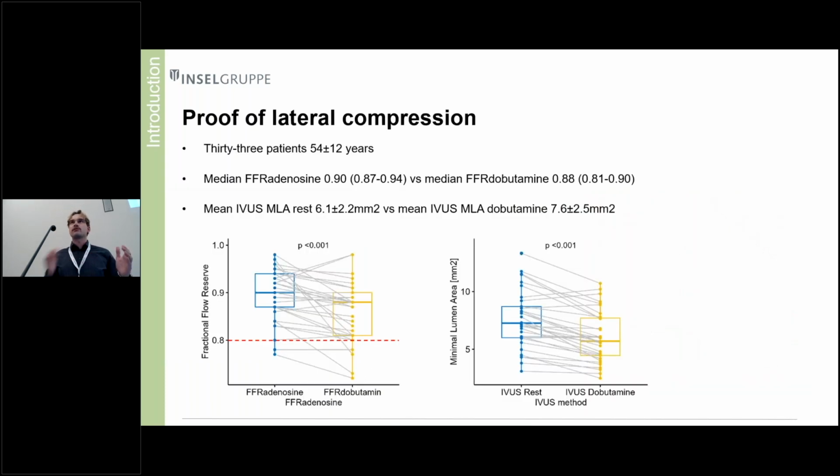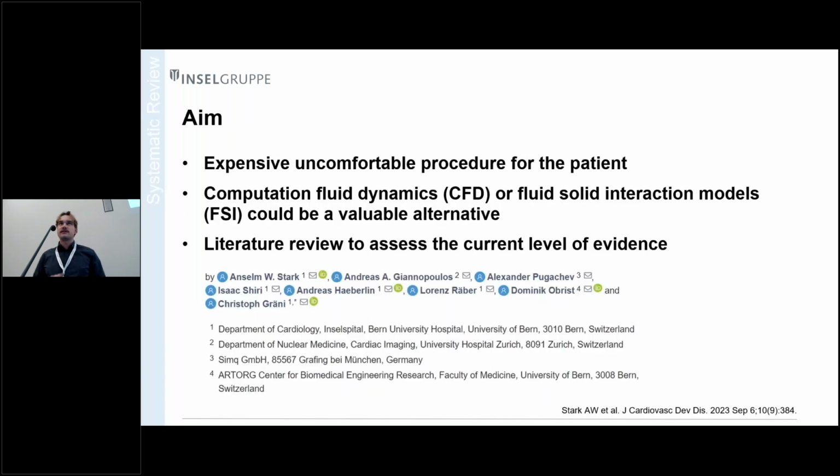Further, we also measure the pressure drop over this stenosis, which we call fractional flow reserve, or FFR in short. And for the 33 patients we assessed so far, we could see that pressure significantly drops from rest to exercise, and the area decreases significantly from rest to exercise, therefore proving this lateral compression. And additionally, you can see with the red dotted line, the values below, so only a small part, are actually hemodynamically relevant and need operation. So this is still a very expensive and uncomfortable procedure for the patient. And here, computational fluid dynamics or fluid-solid interaction models could be a valuable alternative to predict flow in these patients.